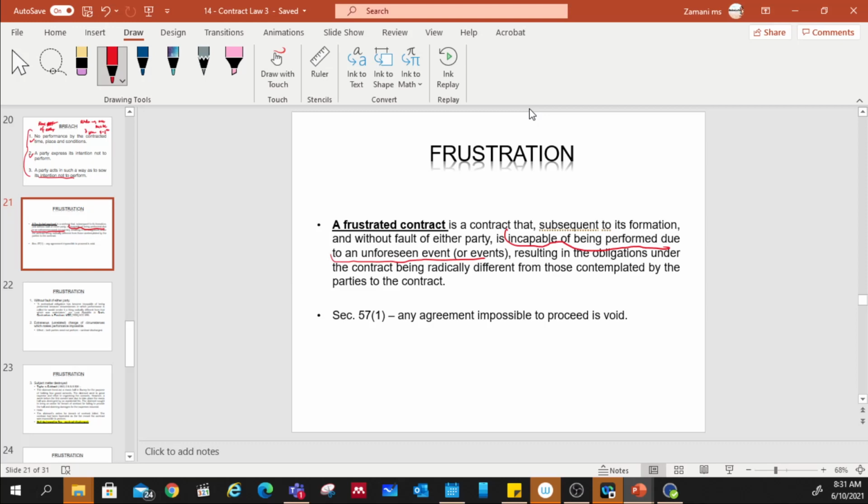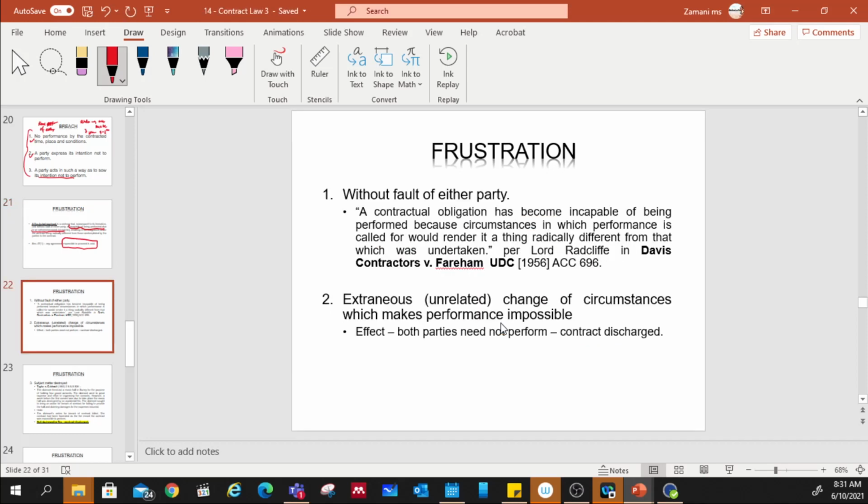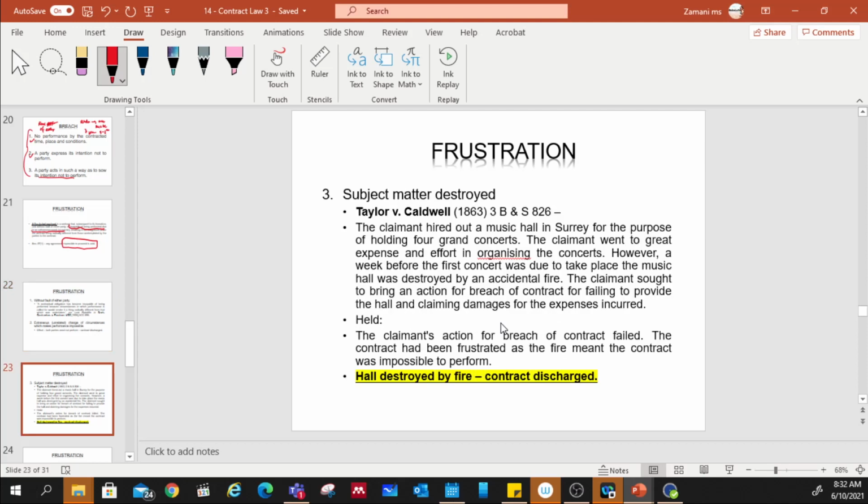Okay, so from the section in the Act, it says that any agreement impossible to proceed is void. So this is the one: impossible to proceed is void. Okay, so this is just the same thing again. We just want to look at possible examples here.